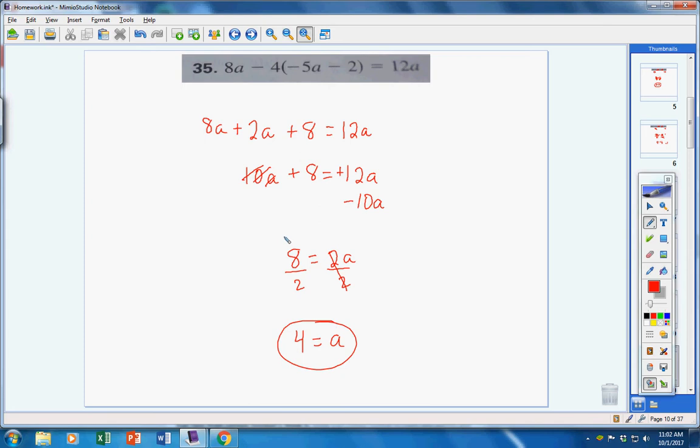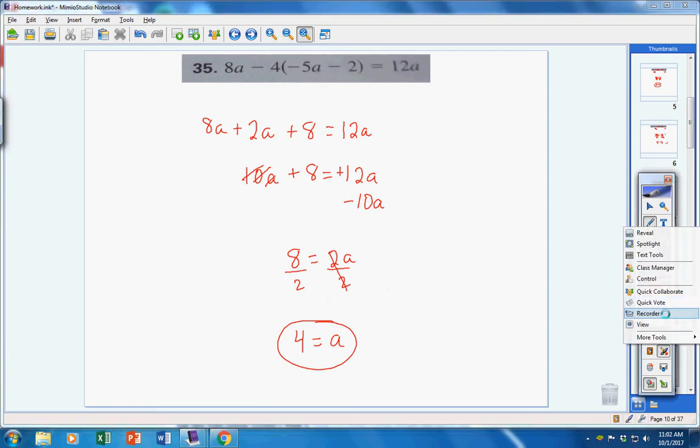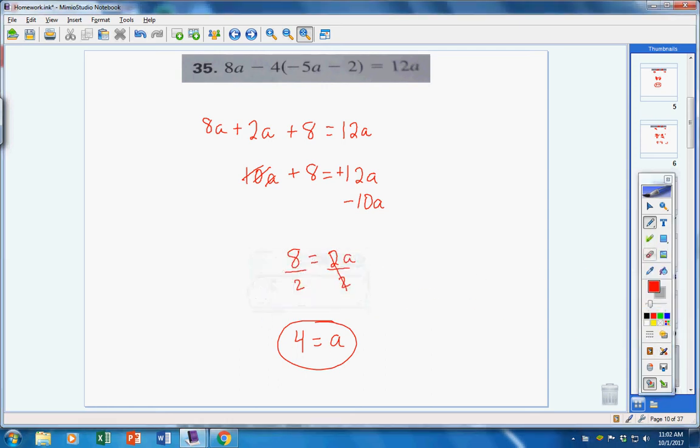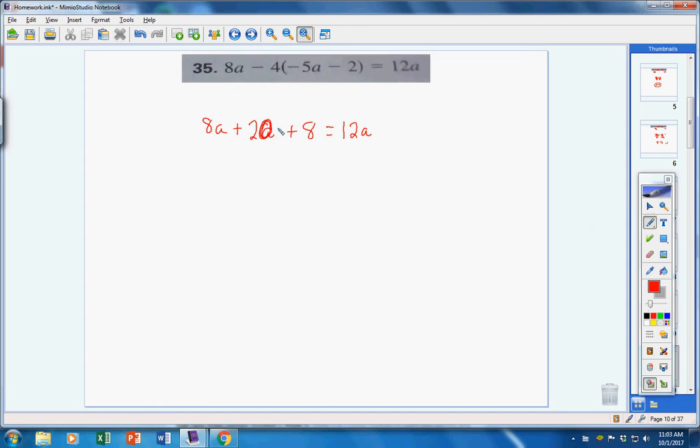Alright, so the answer to 35, and you know what? I'm looking at the answer key here. It's saying I made a mistake somewhere. Let me pause this and try to find my mistake. Okay, guys, sorry about that. Found my mistake. 4 times 5 is 20, and I just put 2a, so it should be 20a. There we go. Now, let's continue from there.